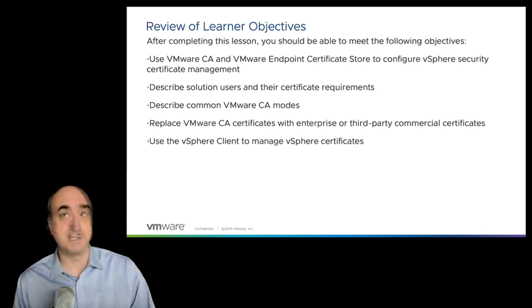So we saw in this lesson that the VMware Certificate Authority and the Endpoint Store are used to configure your overall vSphere certificate management. We were showing you how to describe solution users and their certificate requirements, describe common VMware CA modes, replace the VMware CA certificates with enterprise or third-party certificates, and use the vSphere client to manage the vSphere certificates. Go ahead and do the lab exercise, and I'll see you in the next lesson when you're done.